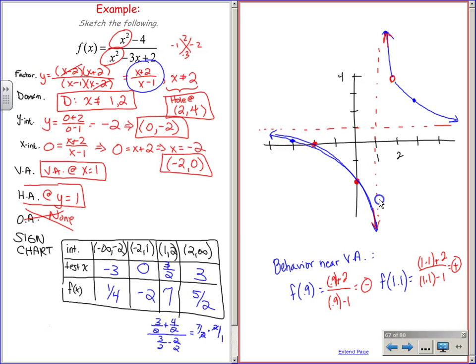Does that make sense? Did all the clues add up to get exactly what we needed? So what did we do? Quick recap. We factored. We simplified. We thought about intercepts, put in important points, got a sign chart, and we're able to finish from there.